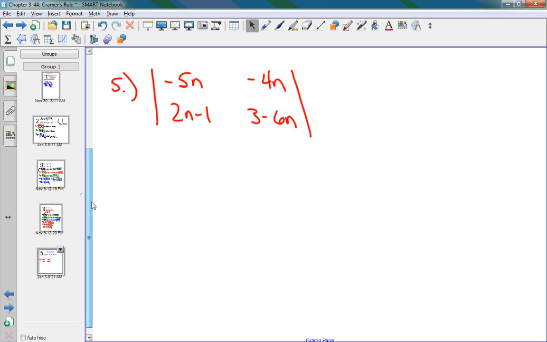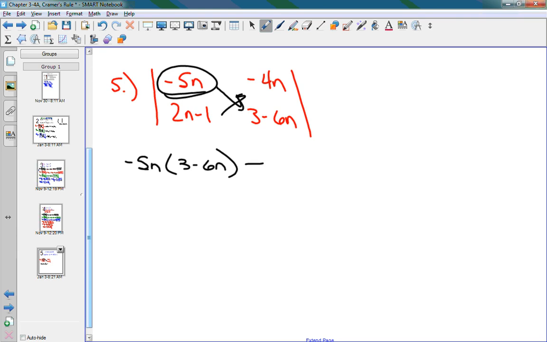This is number 5. Did I give you any equations for problems 1 through 5? No, I did not give you any equations for problems 1 through 5. So therefore, can you do d, dx, and dy? No, you can only do the determinant that I've given you on that paper. Do you understand that? So let's go ahead and do number 5. All I ask is that you calculate the determinant. So that means I'm going to take this number and multiply it by that. So that's negative 5n times 3 minus 6n. And what operation goes after that, always and forever?